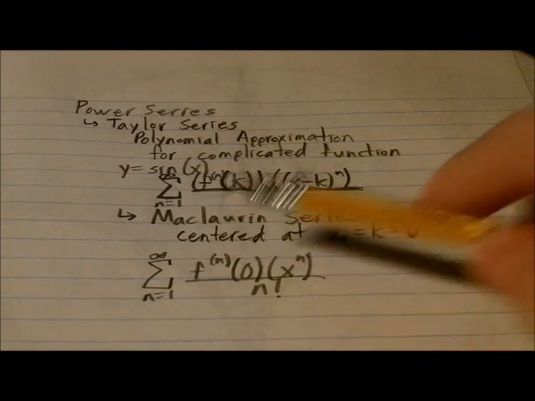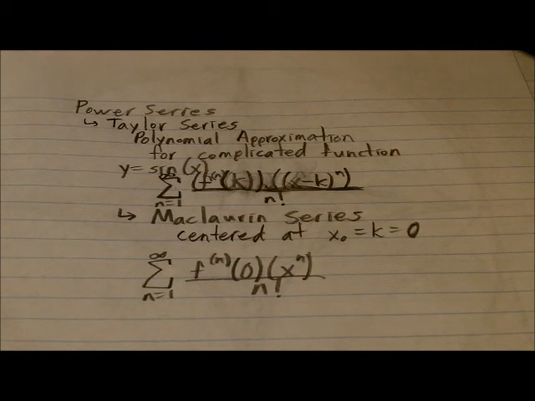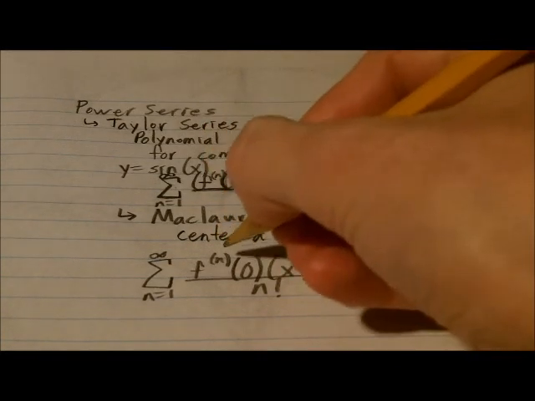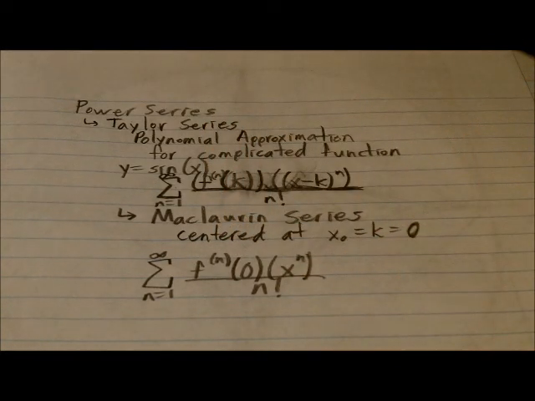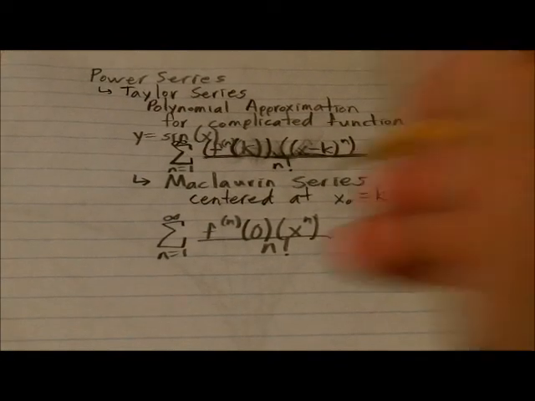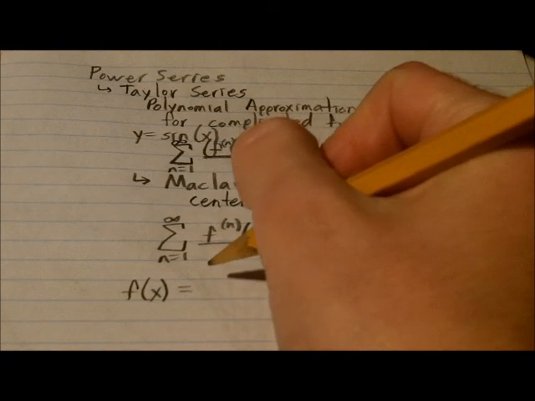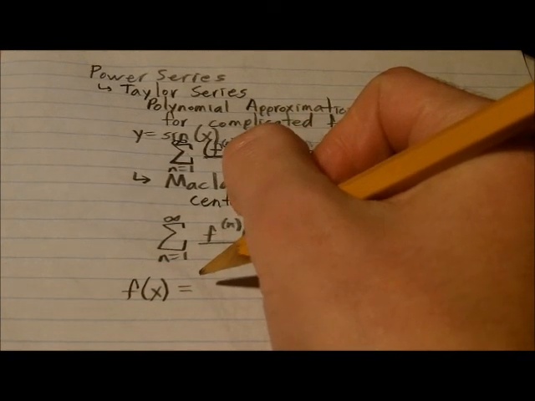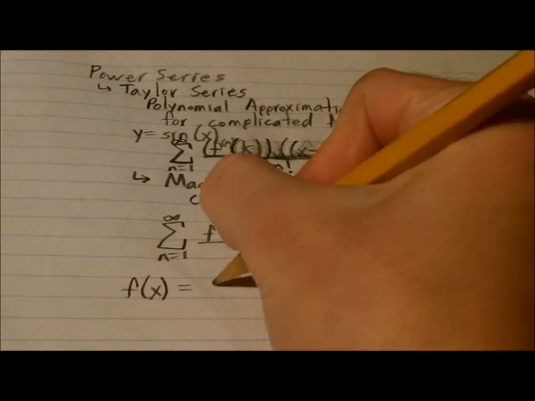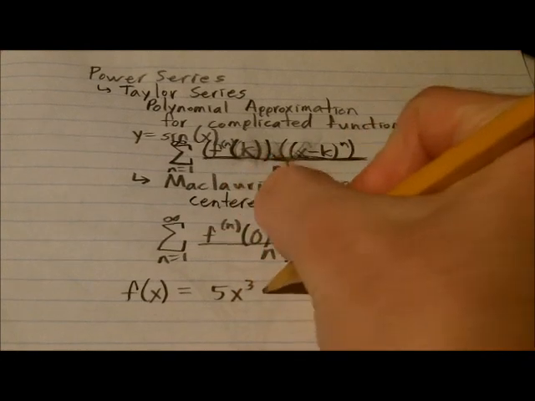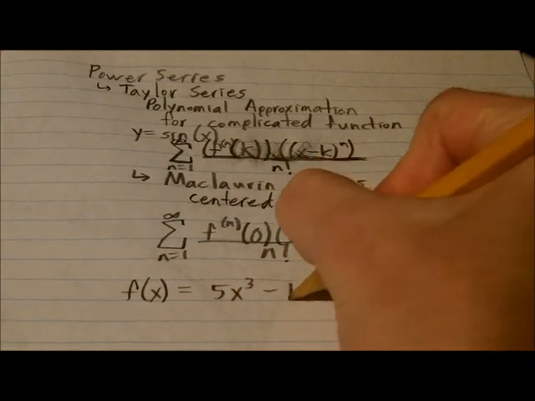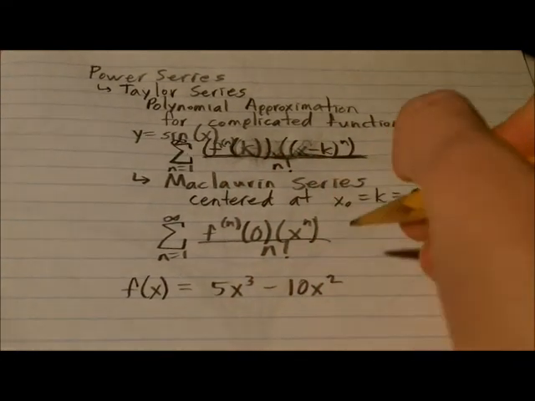And by f to the n, by the way, I mean the nth derivative of f of x. So this is a notation you'll see a lot. It's very interesting. So we know f of x equals, well, I'll give an example. Suppose f of x equals 5x cubed minus 10x squared.